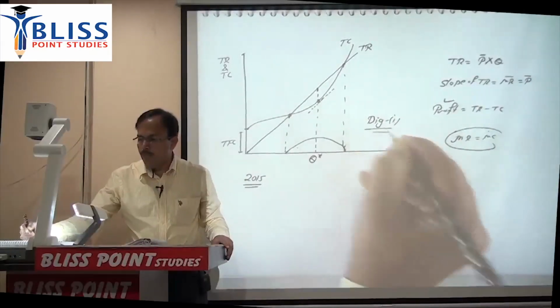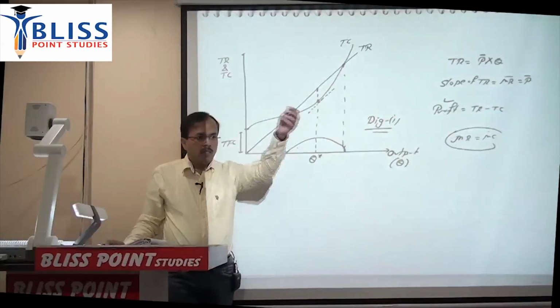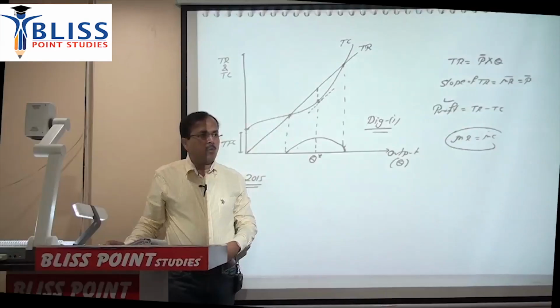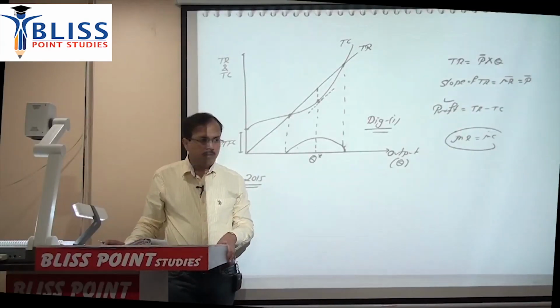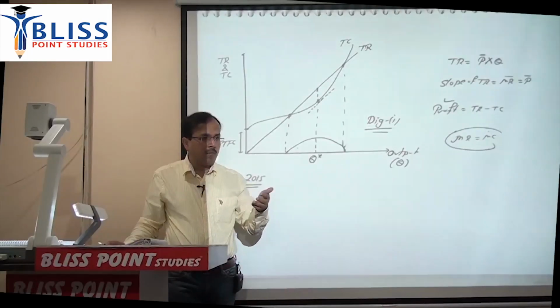Sir, where will the slope of TR, marginal revenue, be found? It will not appear on the graph, the slope has to be read. When you follow the second approach, MR-MC, then you will draw MR.